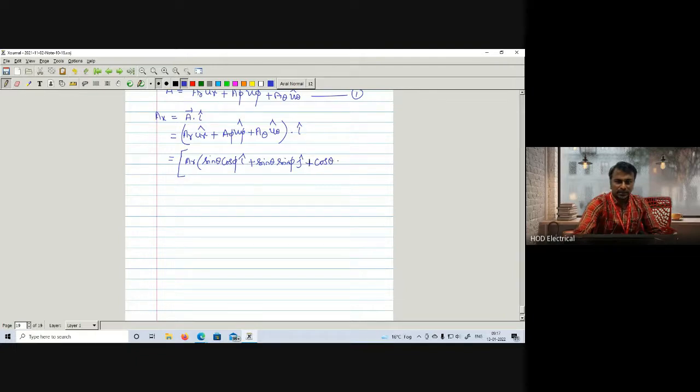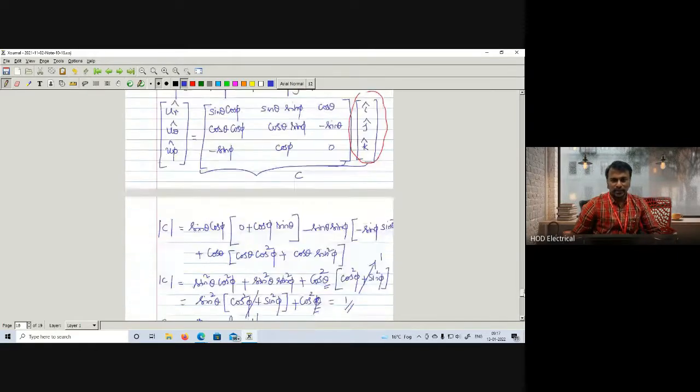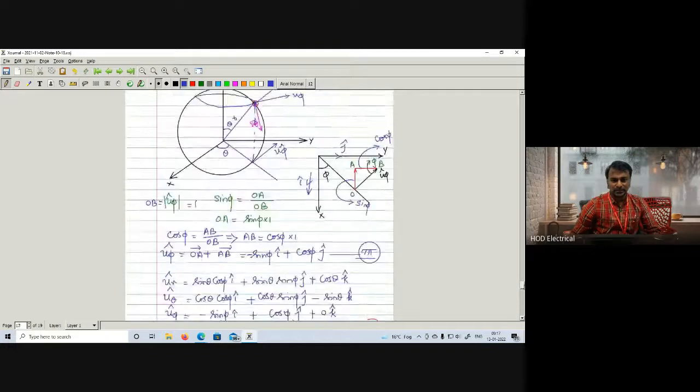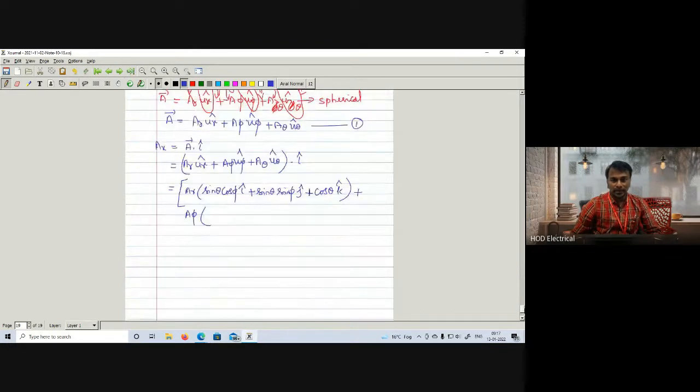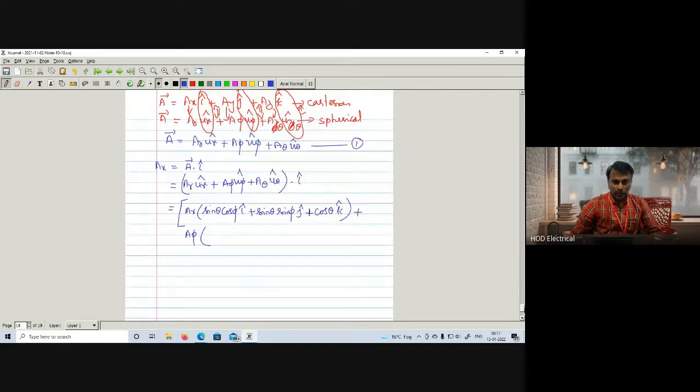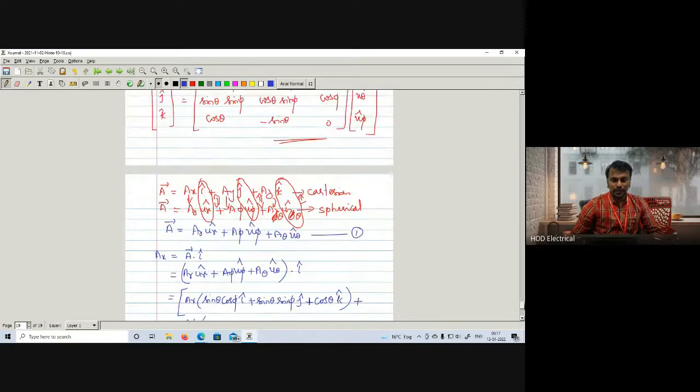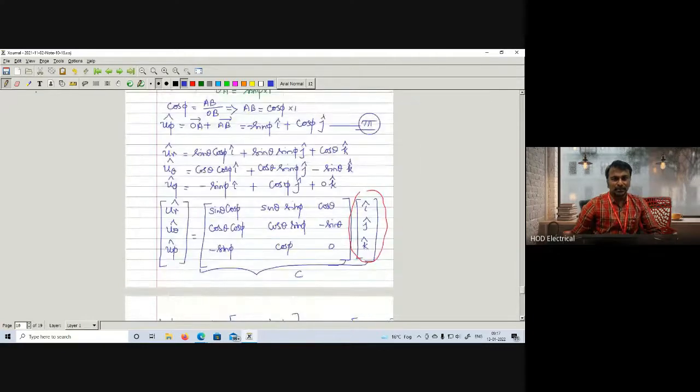Cos theta into k gap plus a phi. What is a phi? A phi into u phi. U phi can be written as u theta, okay, u phi can be written as this matrix.